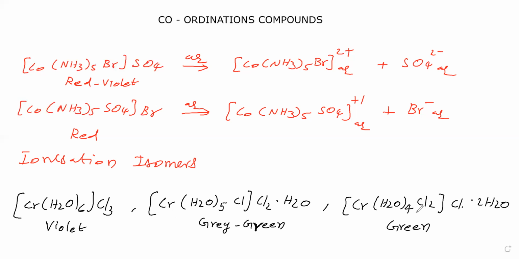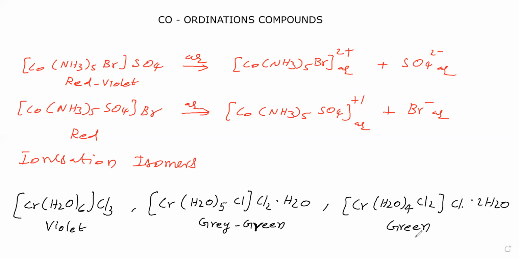Now we will see hydrated water molecules. Here the number of hydrated water molecules is nil; no water molecules are in hydration. Here the number of hydrated water molecules is 1. Here the number of hydrated water molecules is 2. The numbers of hydrated water molecules are different.